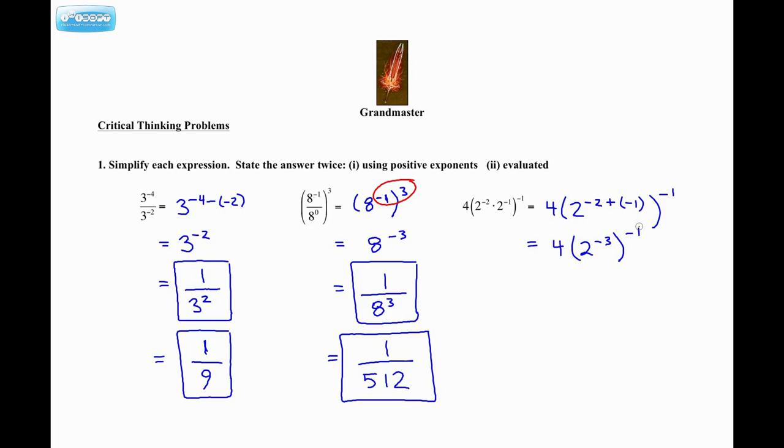Okay. Now, the 4 is outside this set of brackets, so this minus 1 here has no effect on it. So I'm going to multiply these exponents together. So this is going to give me 4 times 2 to the power of positive 3. Okay. So there I have it worked out, and I only have positive exponents. But now to evaluate it, 2 cubed is 8 times 4 is 32.